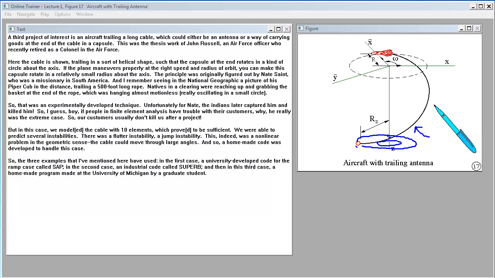But in this case, we modeled the cable with 10 elements, which proved to be sufficient. We were able to predict several instabilities. There was a flutter instability, a jump instability. This indeed was a nonlinear problem in the geometric sense that the cable could move through large angles. And so a homemade code was developed to handle this case. So the three examples that I've mentioned here have used, in the first case, a university-developed code for the load ramp called SAP. In the second case, an industrial code called Superb. And then in this third case, a homemade program made at the University of Michigan by a graduate student.